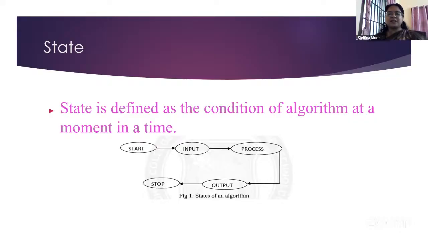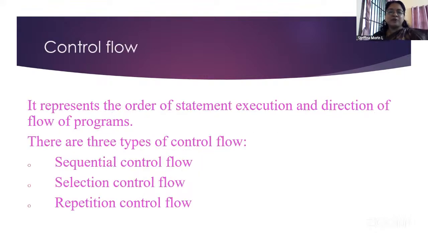A state is defined as a condition of the algorithm at a moment in time. That is the start state or the stop state, the start or end state, the input state where you are giving the input, the processing state, then the output state and the stop state. Control flow represents the order of statement execution and the directive flow of programs.